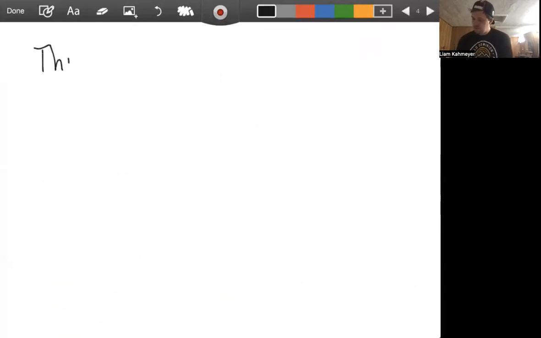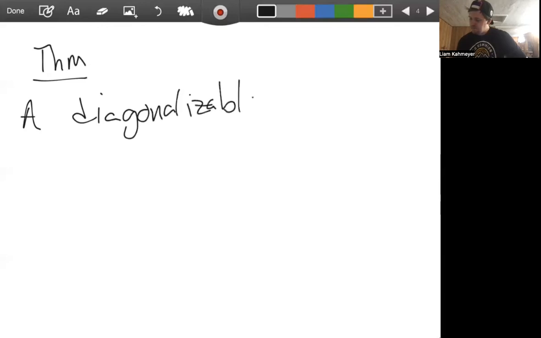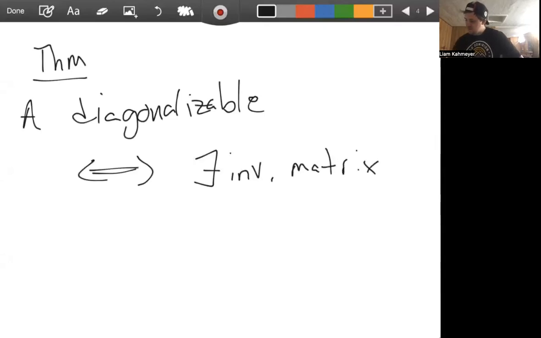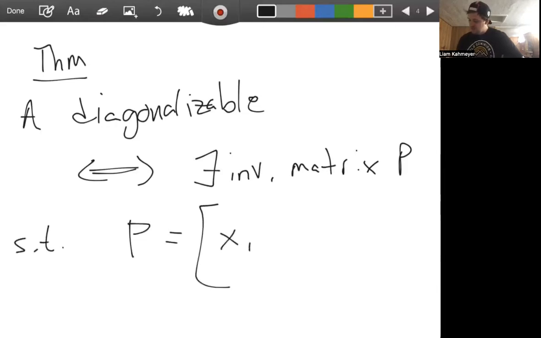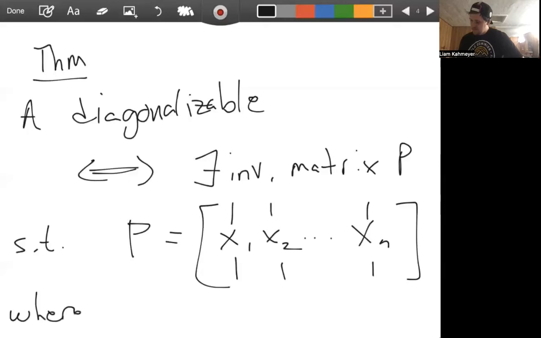Luckily, people are smart, and we can state and use the following theorem. A is diagonalizable if and only if there exists an invertible matrix P such that P is equal to, and we'll write this as column vectors x1, x2 through xn, where these xi are the eigenvectors of A.